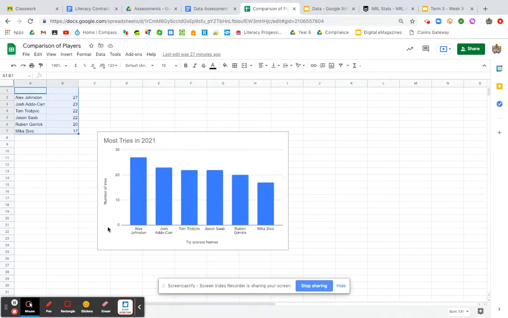The second thing is that I've got my axes labeled. I know exactly what the information is on these graphs. So I can see here, these are the names of the try scorers, and this is the number of tries they scored. I've also got a title, so I know exactly what my data is about.